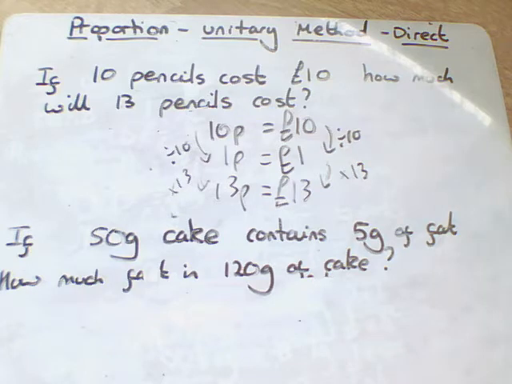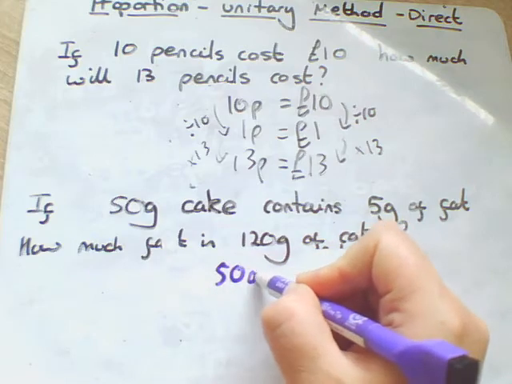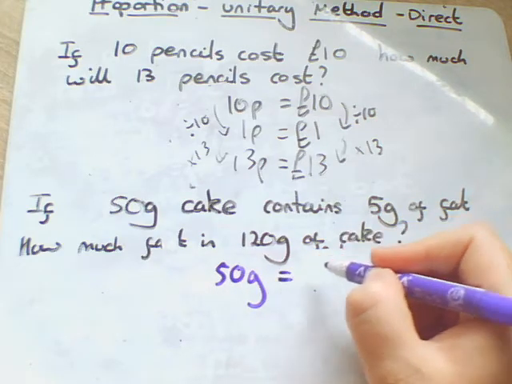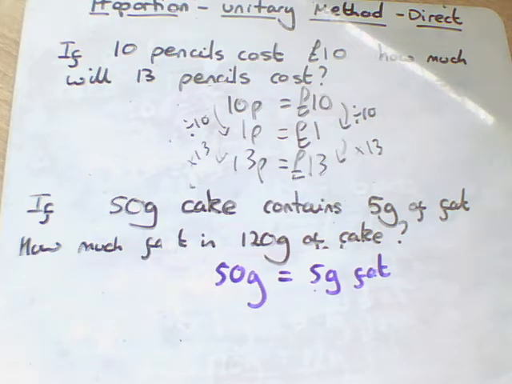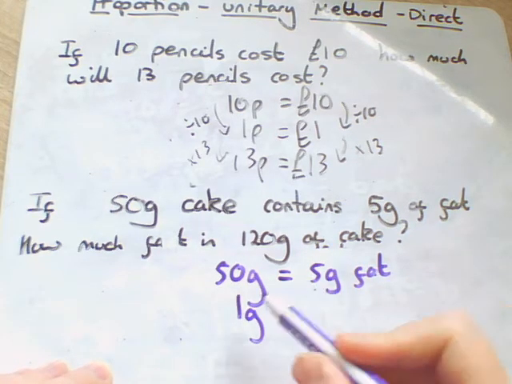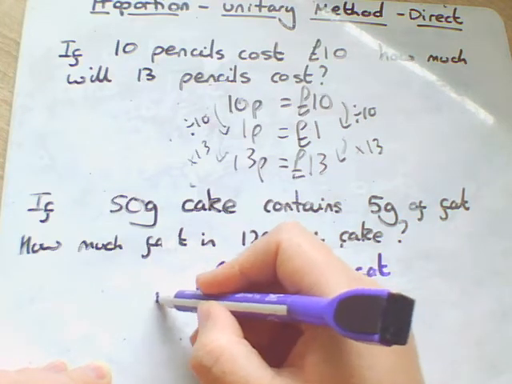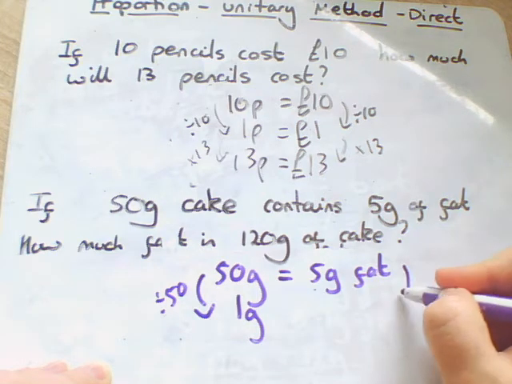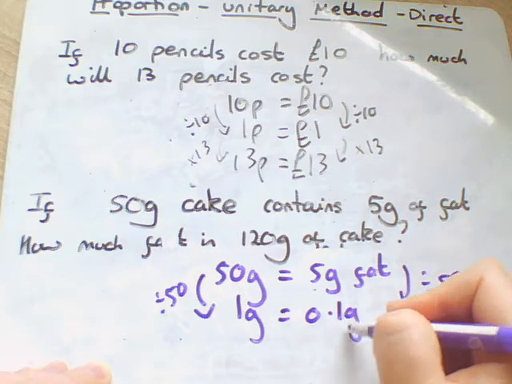If 50 grams of cake contains 5 grams of fat, and this is no particular recipe, how much fat is in 120 grams of cake? So 50 grams of cake is equal to 5 grams of fat. I'm going to find out how much fat there is in a single gram of cake. Remember, this is your cake side, this is your fat side. How have I turned 50 into 1? I've divided it by 50. So I'm going to divide by 50 on this side as well, which gives me 0.1 grams of fat.